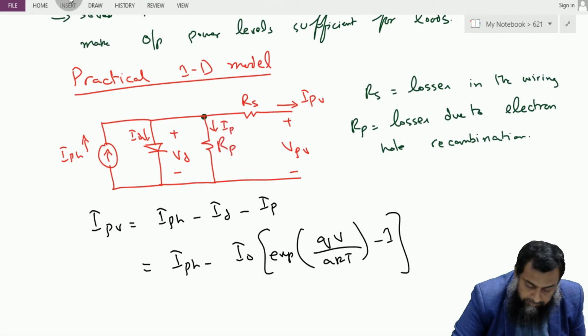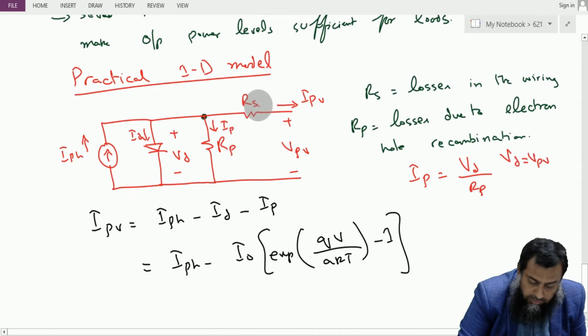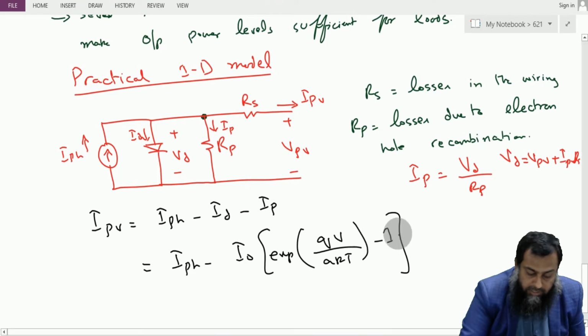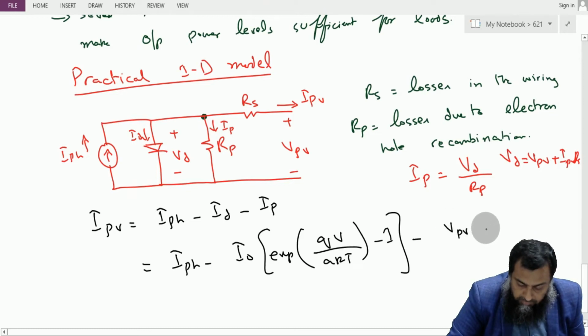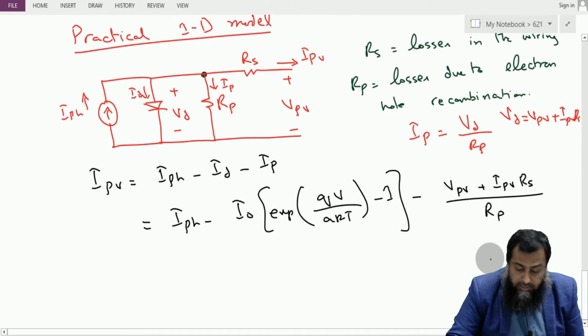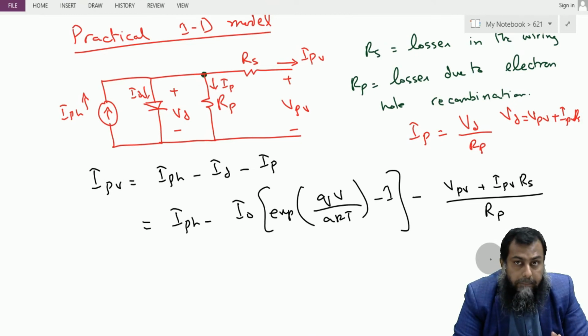So this IP is equal to VD over RP, and this VD is equal to VPV plus the drop across this resistance RS, which is IPV into RS. So if I substitute it in here, then this is equal to VPV plus IPV into RS divided by the resistance RP, right? So this equation is now an equation which represents the behavior of a photovoltaic module, right?